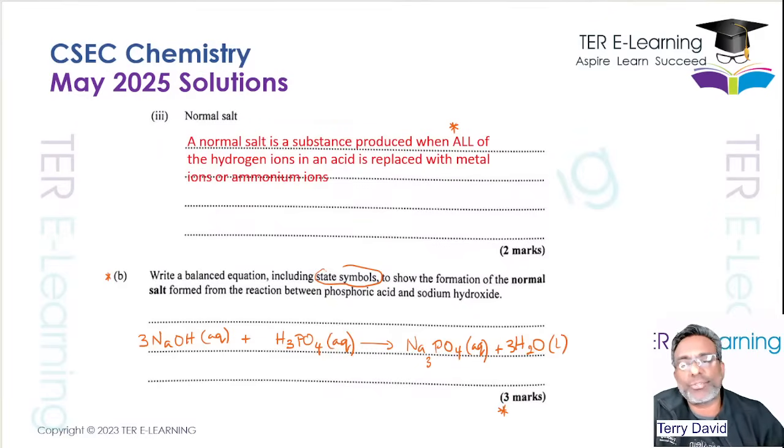We just need to put a 3 in front of the sodium hydroxide and a 3 in front of the H2O. That's it. I have a 3 in front of the H2O. There's a 3 there. Look at it. We just need this 3 and we need this 3 here. That's what you need to balance it.